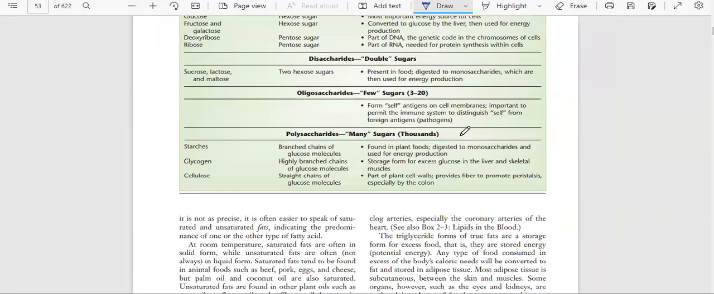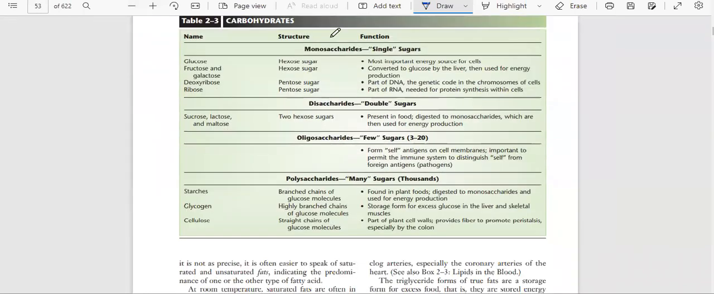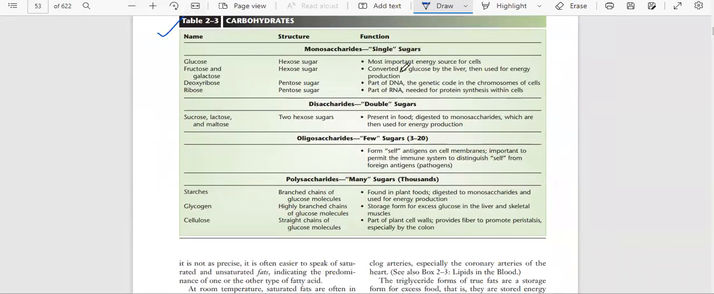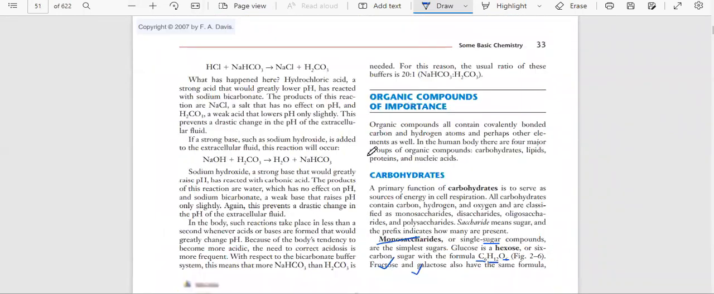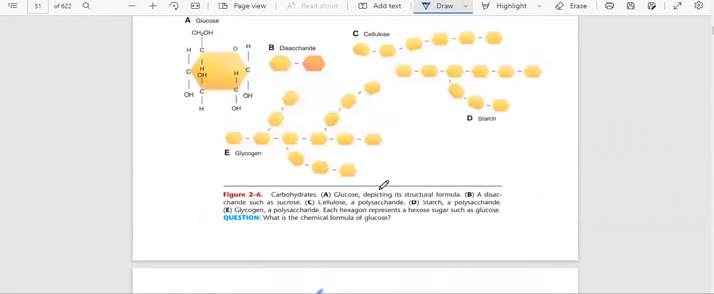Okay, here we have the carbohydrates box. You need to study this box and write it down. We have glucose, fructose, deoxyribose, everything here: monosaccharides, disaccharides, oligosaccharides, polysaccharides. Poly means many, oligo few, di double, mono single. Okay, understood about the topic called carbohydrates, everyone?